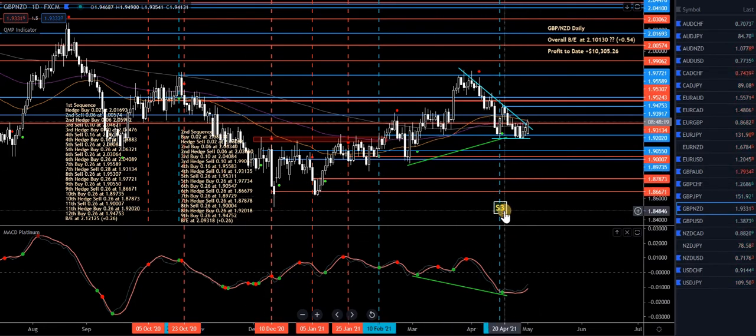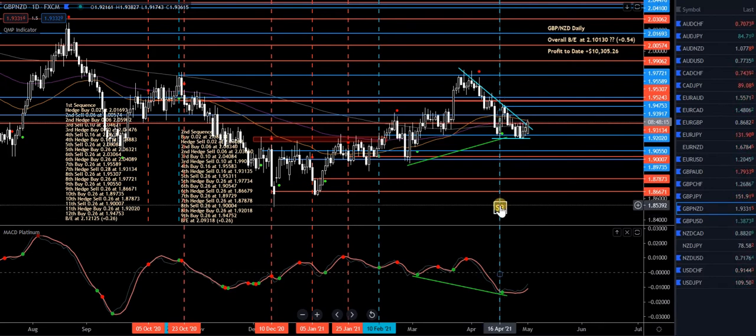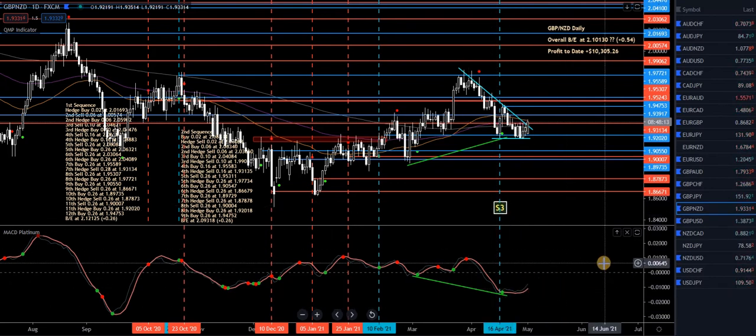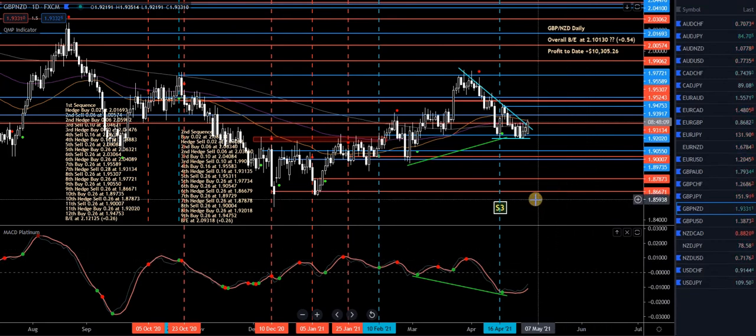Sorry about this. There's a sequence 3 there. There is a buy. I'm going to have to check that. Again, my notes have disappeared. I don't know why. I checked all these charts before. Anyway, there's a buy in here.